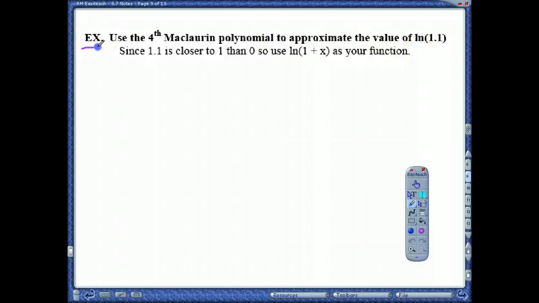So our first example here, they're going to ask us to use the Maclaurin polynomial to approximate the value of the natural log of 1.1. They're going to tell you what degree of the polynomial they want you to find. So they want us to find the fourth degree. That means we're going to have to find the first derivative, second, third, and the fourth derivative.